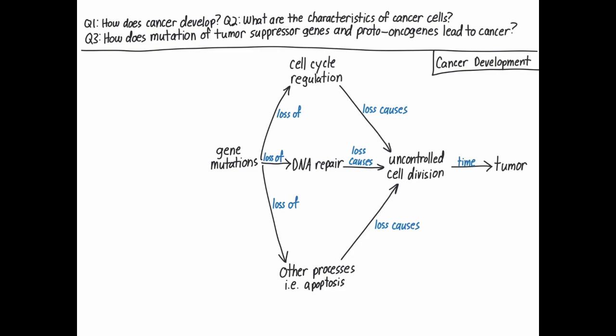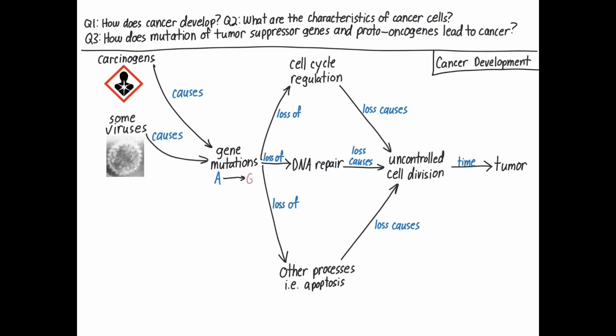For example, the nucleotide A at a given position in the gene could be changed to a G, and this might destroy the function of the cell cycle regulation protein. Different factors can cause mutations, including chemical compounds called carcinogens, which literally means cancer-causing substance. Some viruses can cause mutations because they can insert themselves into or near the DNA of genes and change their expression. Nuclear radiation from radioactive elements and UV radiation from the sun also cause mutations.